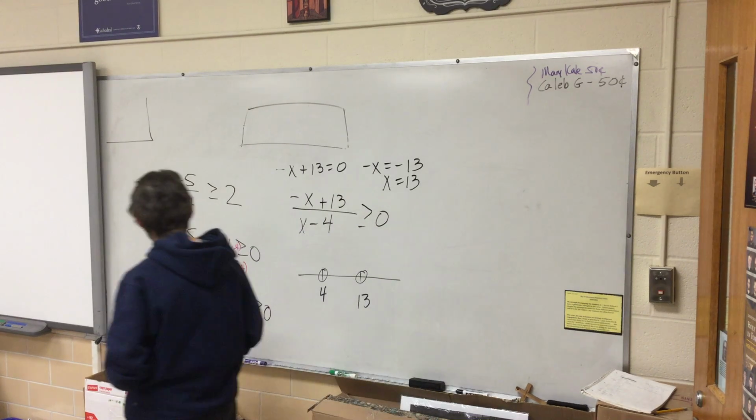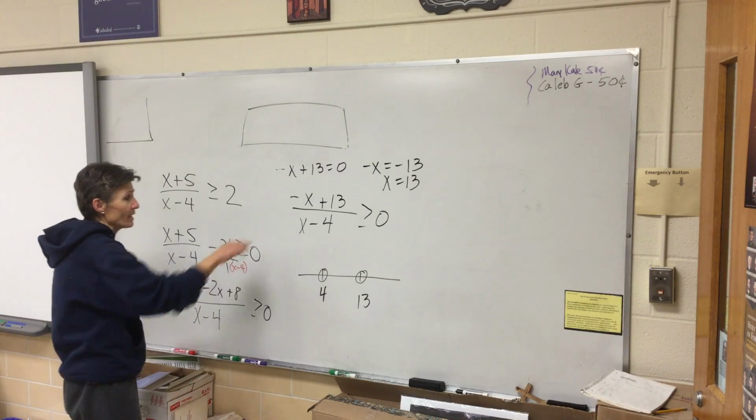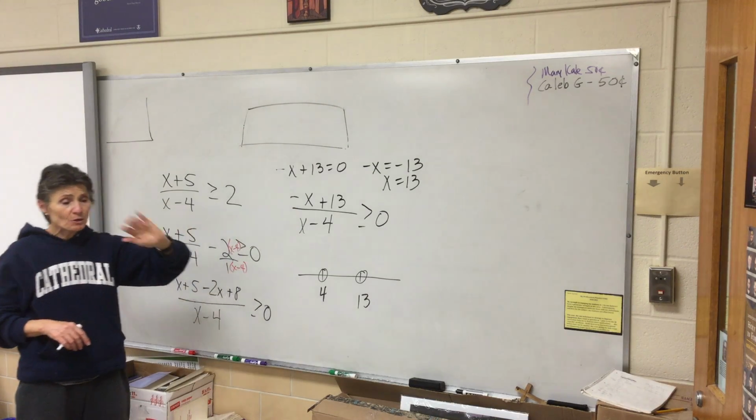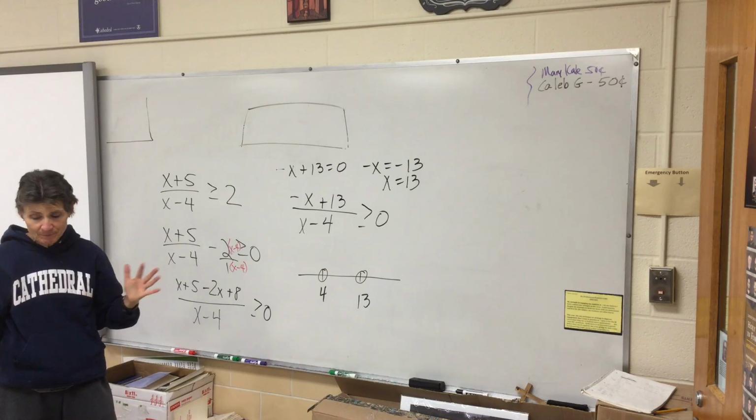Once you have made one fraction and cleaned it all up, then you have a dot for the top and the dot for the bottom. That's it.